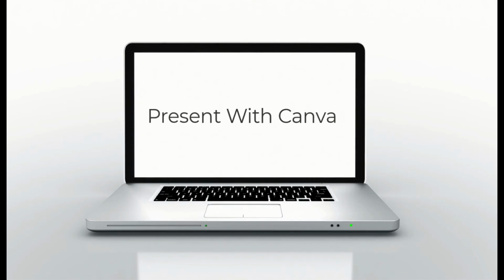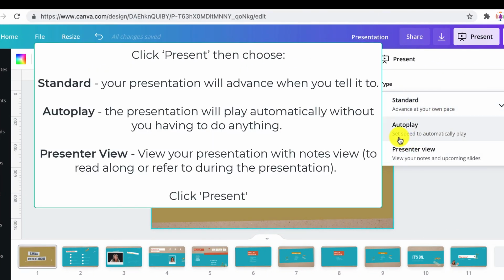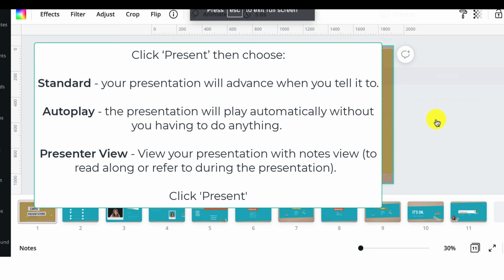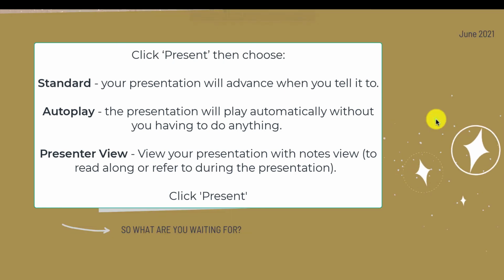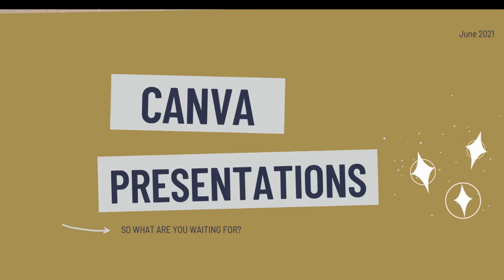In this section of the video, I would like to show you how to present with Canva. When you go up to the right-hand side of your presentation window, you have three options: Standard, Autoplay, or Presenter View. Standard is simply clicking through on each slide as you progress. Autoplay is set through a timer, which will play as you speak. The presenter view allows you to view notes as your presentation continues. Presenter view is nice because you can always refer to the notes on each slide.